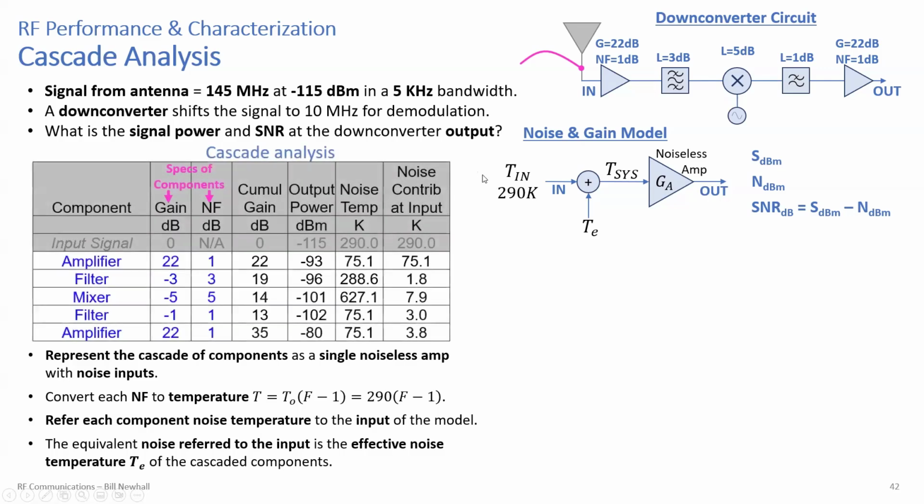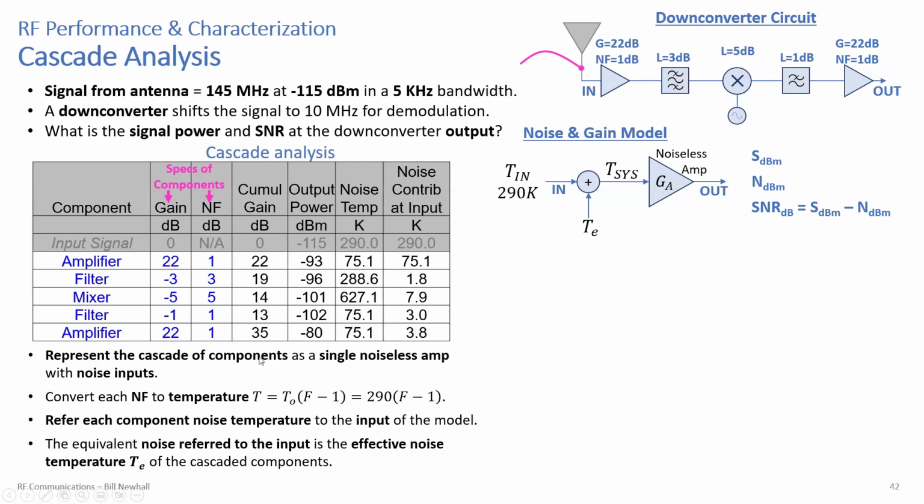So let's create a table here. Here's the Cascade Analysis spreadsheet table that I created for the circuit. Here are all the components. Here are those components' gain and noise figure values. Remember that if you have a loss or an attenuator, it's generally a loss, that the noise figure is equal to the loss. So negative 3 dB gain is a 3 dB loss. That's a 3 dB noise figure.